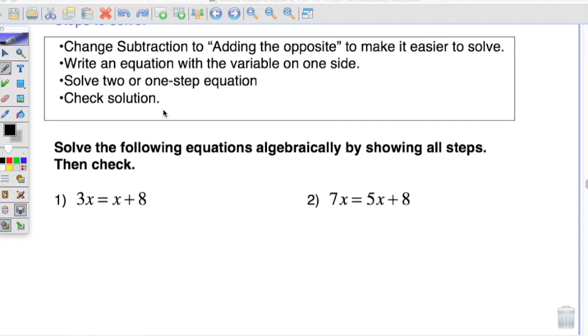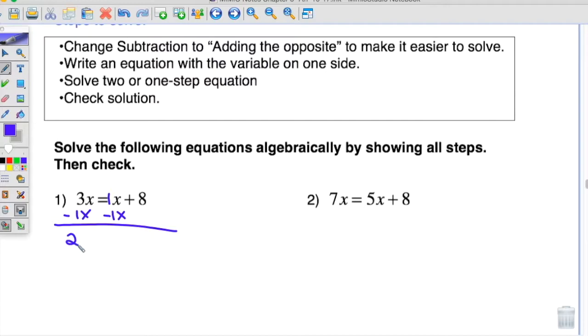So on the first problem over here, we have 3x is equal to x plus 8. Whenever you have a problem with unequal terms on each side, we have one term on the left and two on the right, you always want to get rid of the term that is not by itself. So we want to subtract x on both sides. We can also put a 1 in front of that x, so we're really subtracting 1x on both sides.